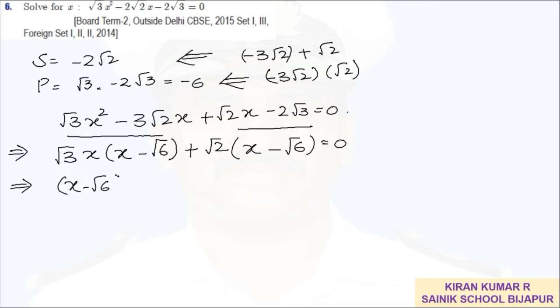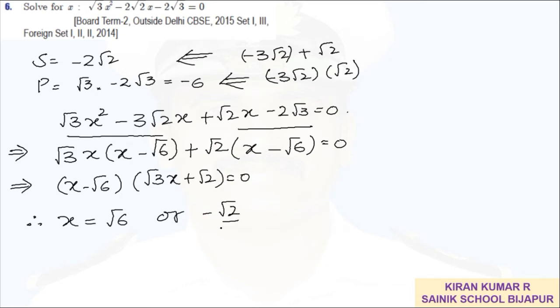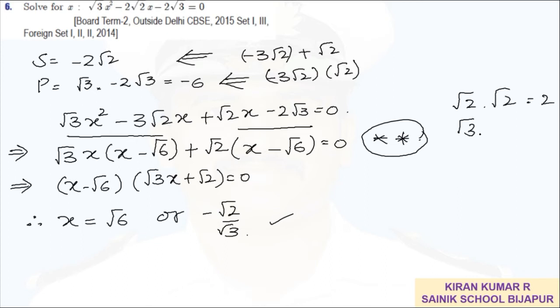x minus root 6 is common, root 3x plus root 2 will remain, therefore the roots are root 6 or negative root 2 by root 3. Here, which is the most important step? This step is the most important step because you should know that root 2 multiplied by root 2 is 2, root 3 multiplied by root 3 is 3. So from 3, one of the root 3 will remain, from 2, one of the root 2 will remain.